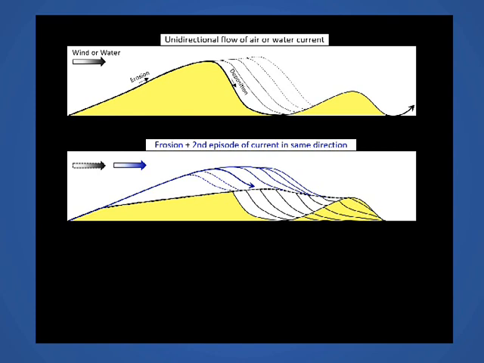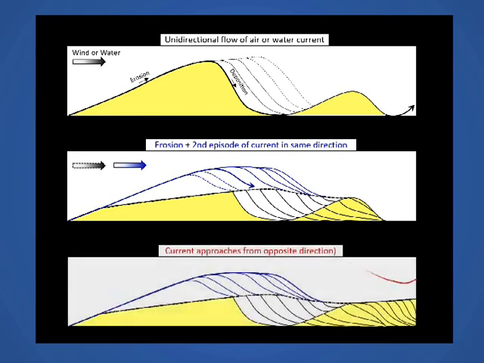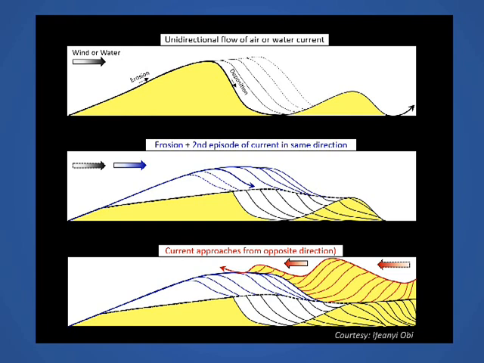If you, let's say, further subject this to another cycle of activity, in this case, imagine a current approaching from the opposite direction. That's the red arrow. You see it deposits another set of crossbeds, which dip in the opposite directions to the pre-existing ones. So there's a lot that we can actually tell by looking at crossbeds: the dip angles, the dip directions, the bed thicknesses, and others.